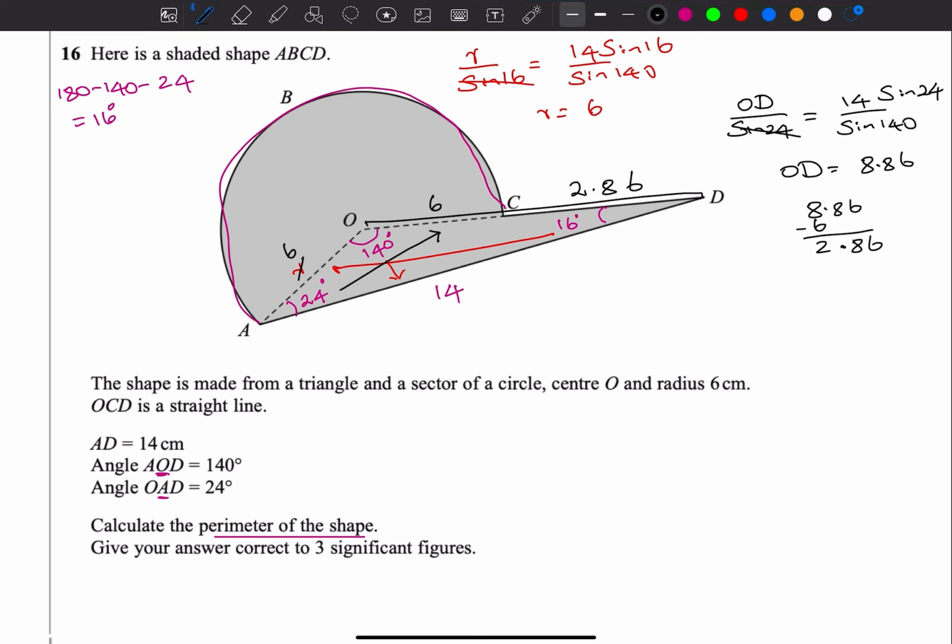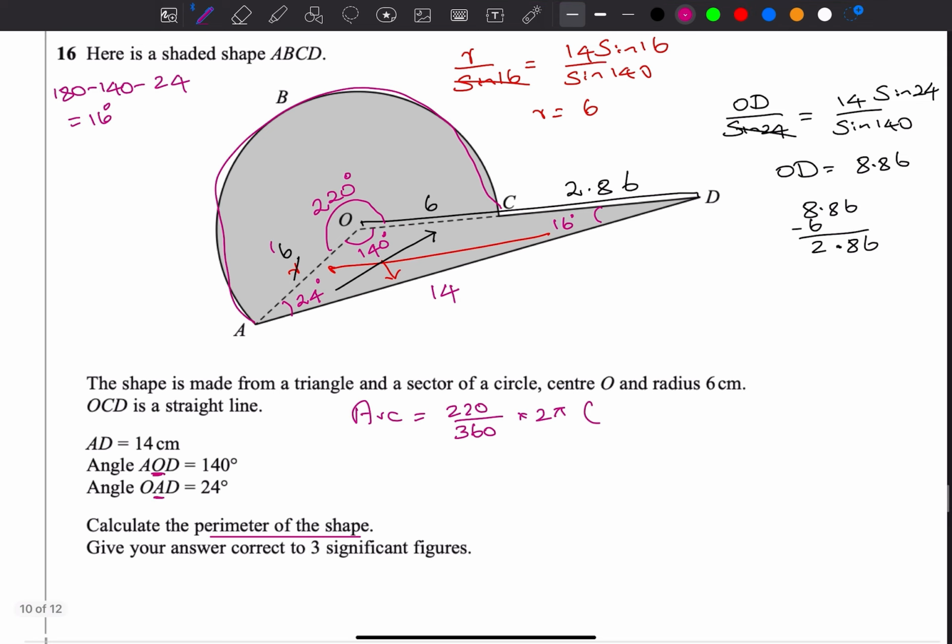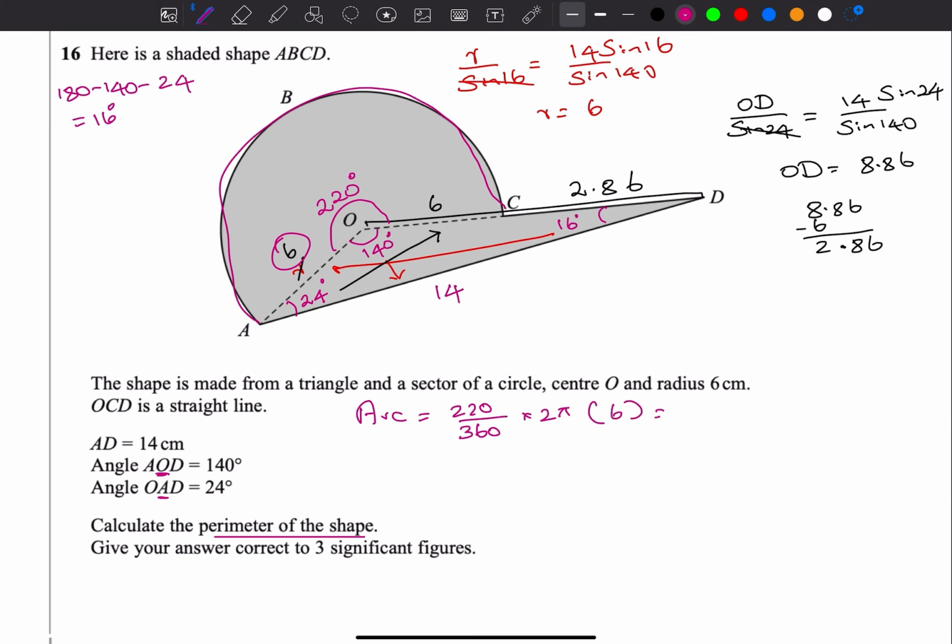Now, you want the full perimeter, so you need to do the arc length. The arc length is angle theta over 360, and it's not 140, it's the angle inside the sector, which is 360 minus 140, which is 220. So 220 over 360 times 2 pi times the radius. This is your radius, remember, 6. That is going to give you, to 2 decimal places, 23.04. That's the arc length, 23.04.